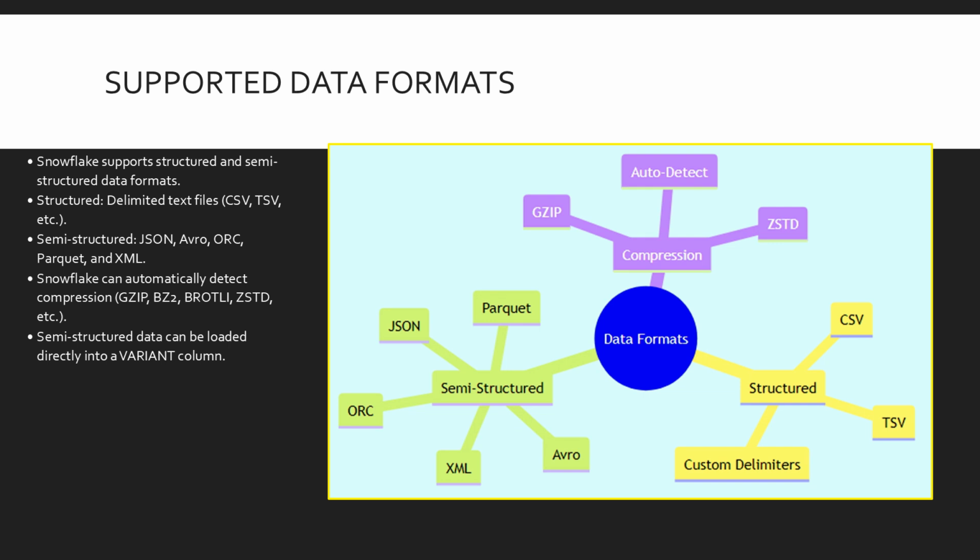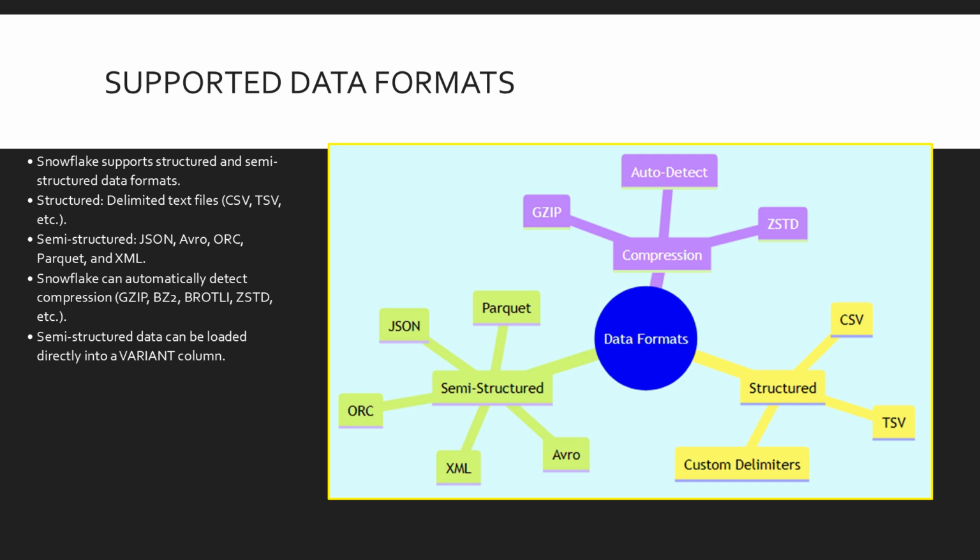Snowflake is versatile in the types of data it can ingest. We categorize these into structured and semi-structured formats. For structured data, we primarily deal with delimited text, such as CSV or TSV files. For semi-structured data, Snowflake natively supports JSON, Avro, ORC, Parquet, and XML. A powerful feature here is that Snowflake can ingest these semi-structured formats directly into a variant column without requiring you to define a schema upfront. Additionally, you generally don't need to decompress files before loading. Snowflake automatically detects and handles common compression methods like gzip and zstd.